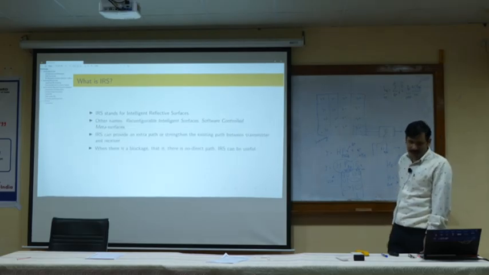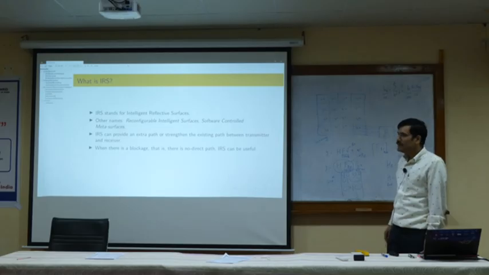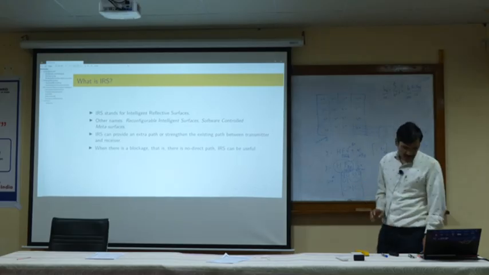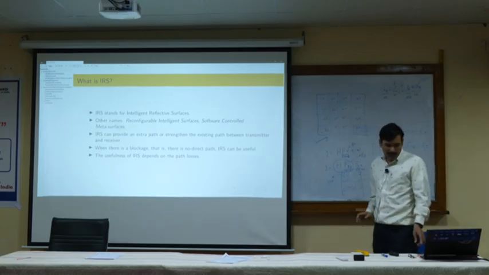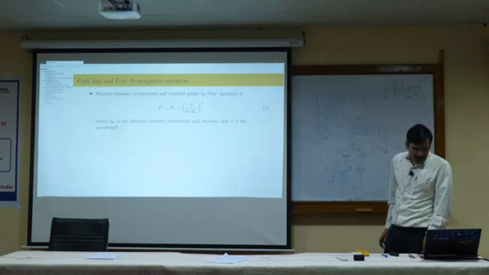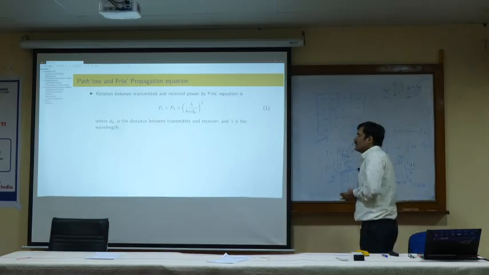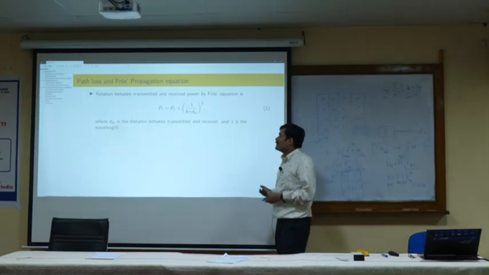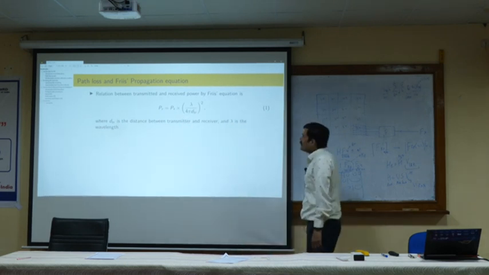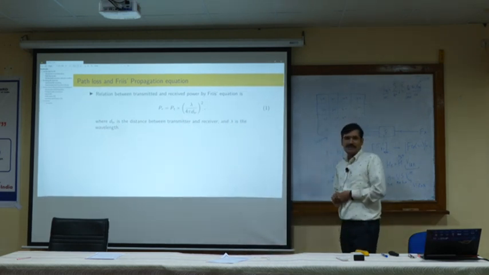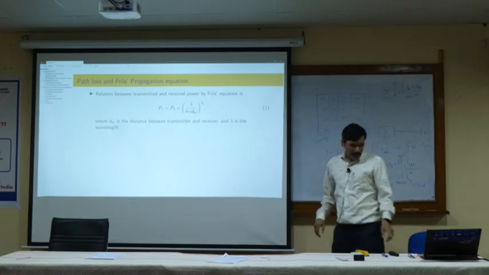So when there is a blockage, there is no direct path. IRS can be really helpful, okay? So the usefulness of IRS depends on the path loss. In the path loss, you already know this Friis equation from your undergraduate courses. So PR is the received signal power, PT is the transmit power, lambda is the wavelength, and DTR is the distance between transmitter and receiver, okay? This is the Friis equation.